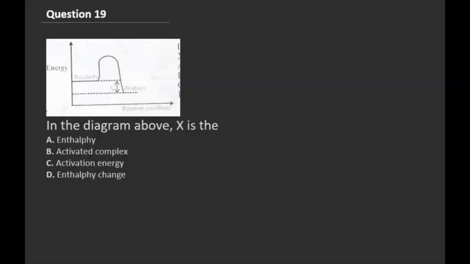Question 19. It says, in the diagram above, X is the A. Enthalpy, B. Activation and activated complex, C. Activation energy, D. Enthalpy change. Now this is the X given to us. This is the X we are asked to identify. So here is the reactant, here is the product. So the right answer for this is option D, enthalpy change.